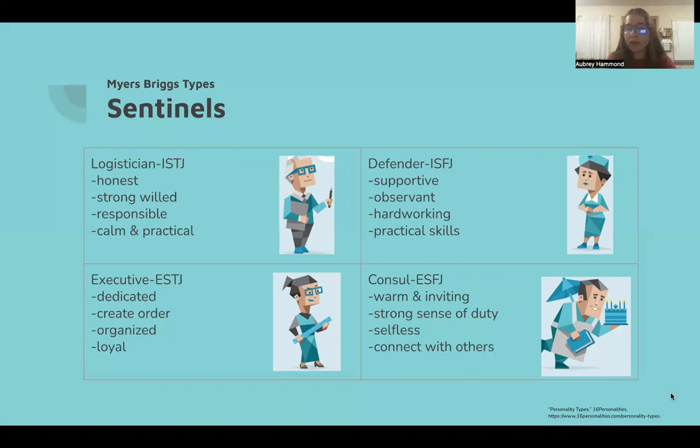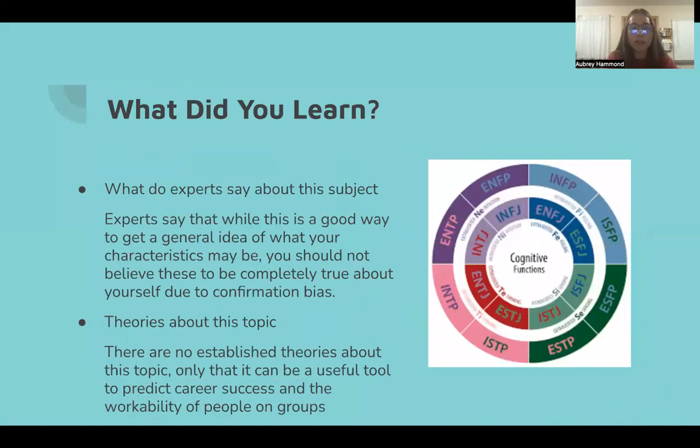And then I just have it cited at the bottom because I pulled all the pictures from 16personalities.com, which is the Myers-Briggs personality type indicator test, which I also linked to the quiz in a couple slides ago. So what did you learn?